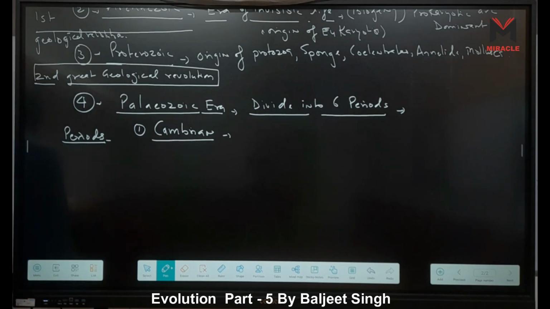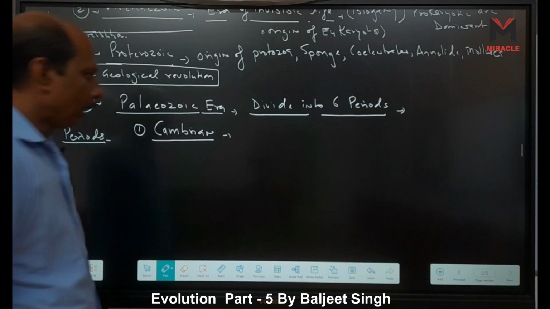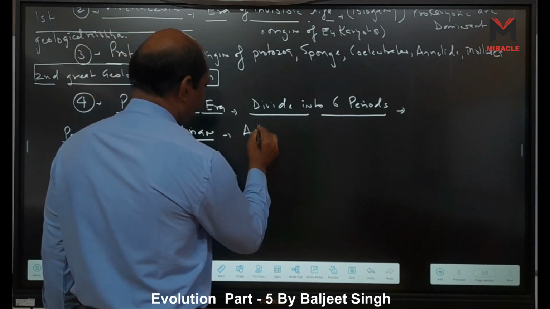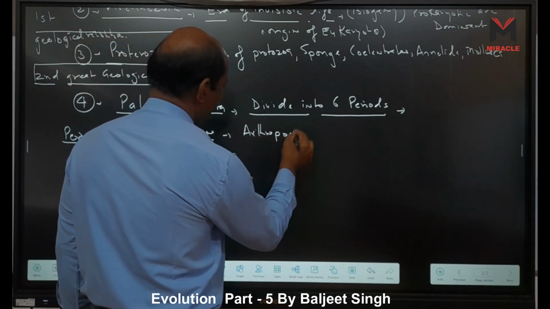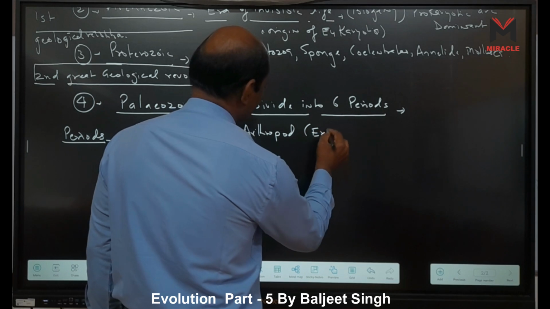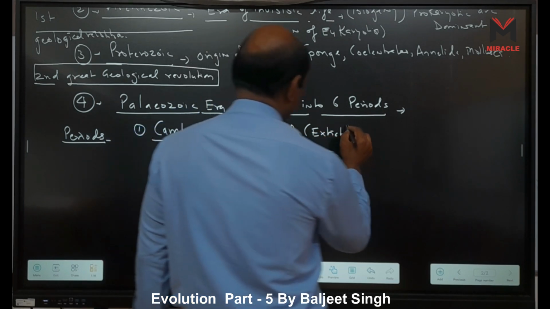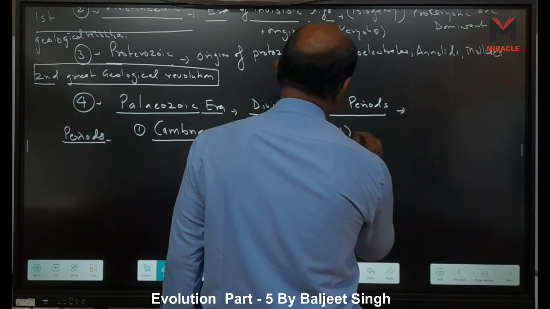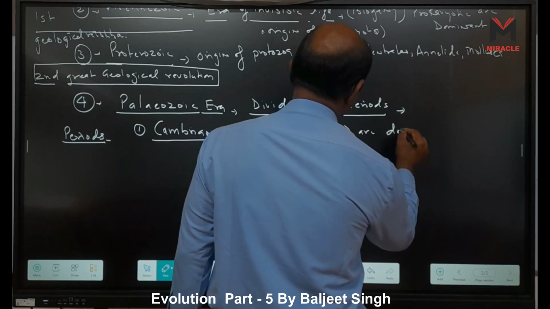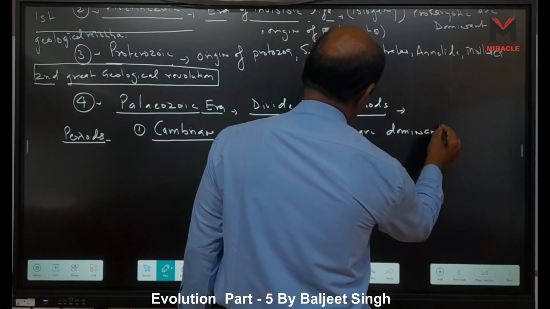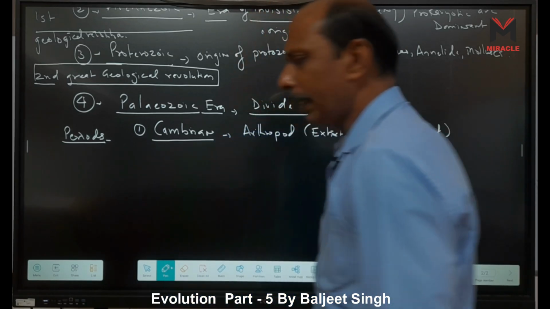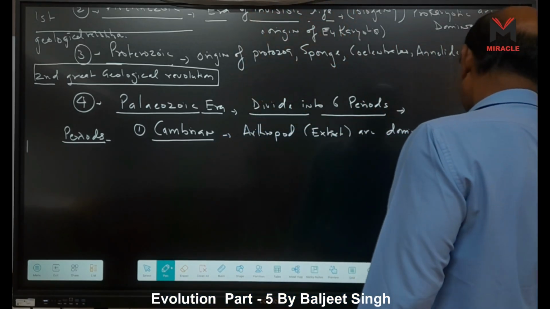What is important for Cambrian? Here arthropods are dominant, such as trilobites. Today they are extinct.